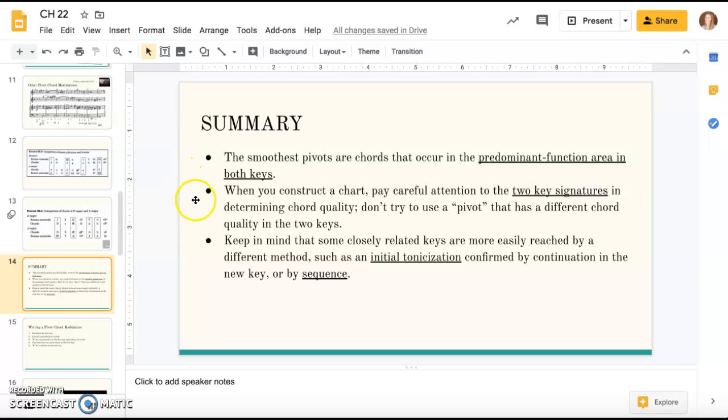When you construct a chart, if you want to make a chart of common chords between two different keys, pay careful attention to the two key signatures.